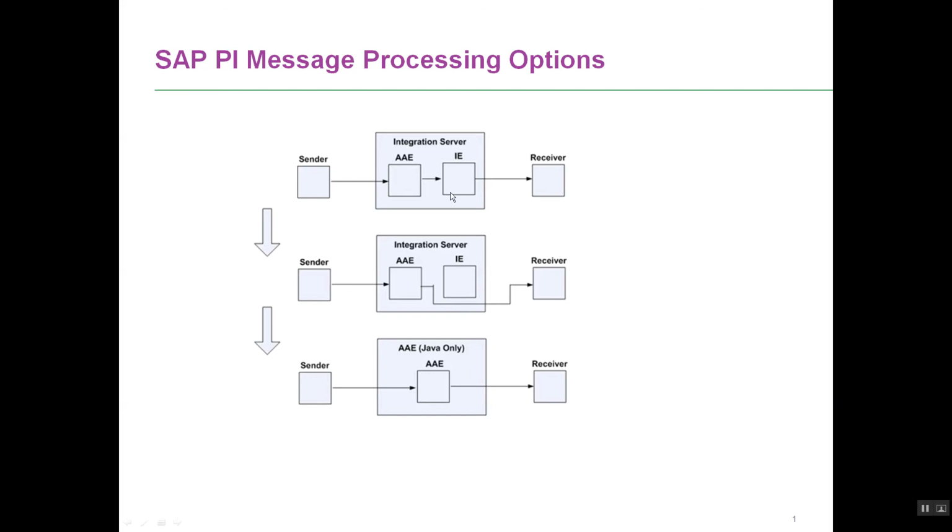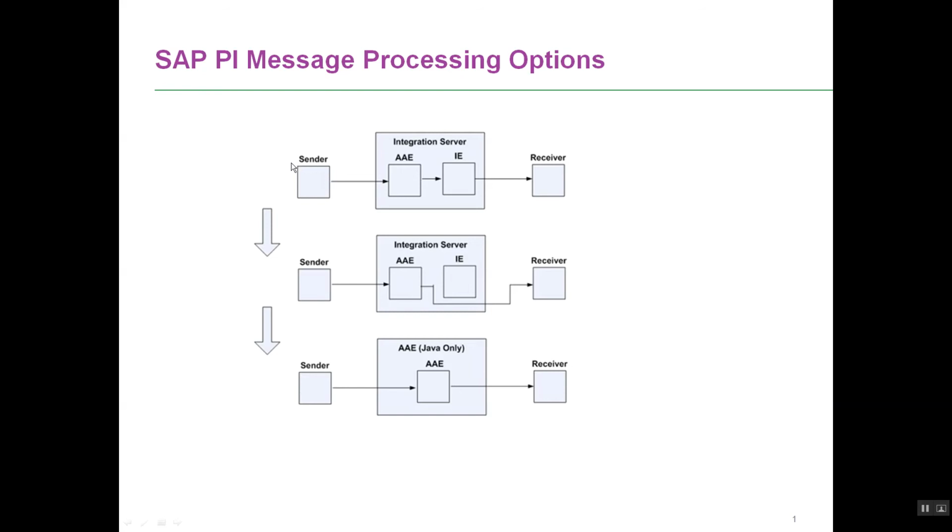So in the case of PI, so far the sender agreement, the receiver determination, the interface determination, and the receiver agreement objects that we created were what we call the classical processing of messages, where the message would pass through both the adapter engine and the integration engine.